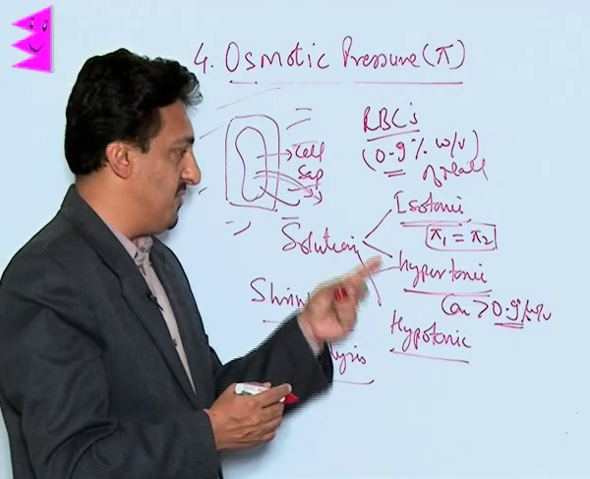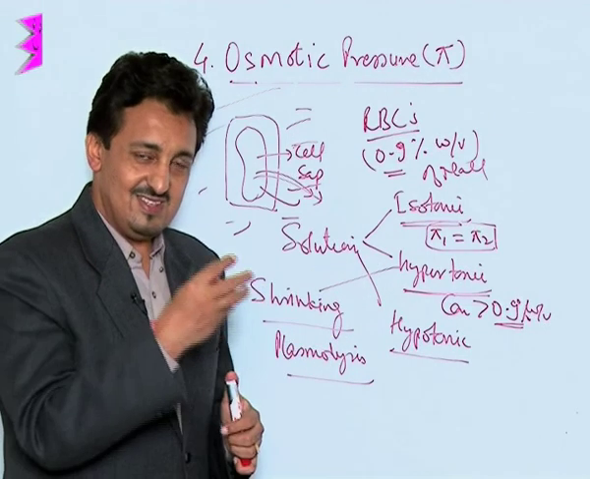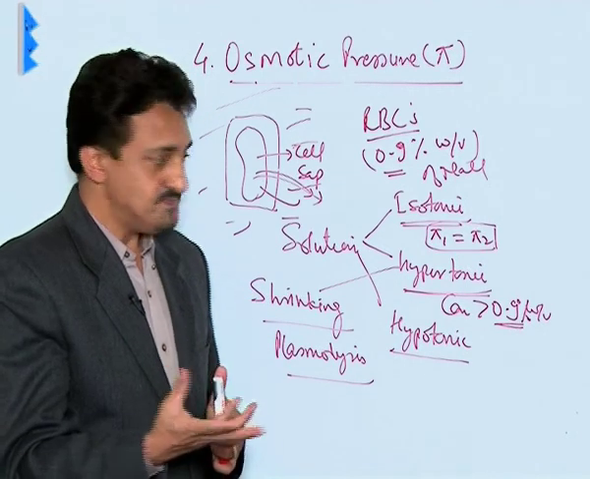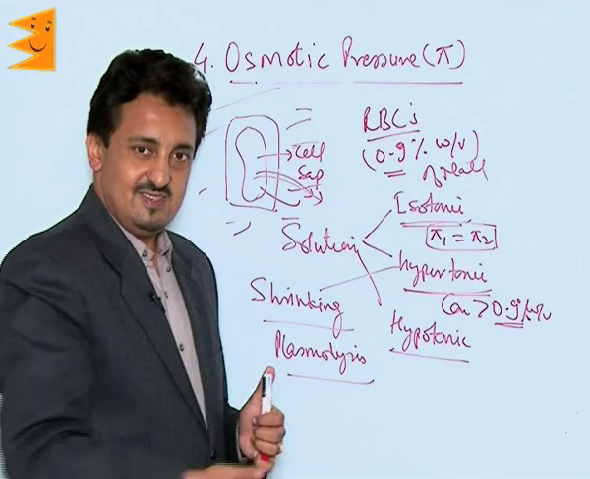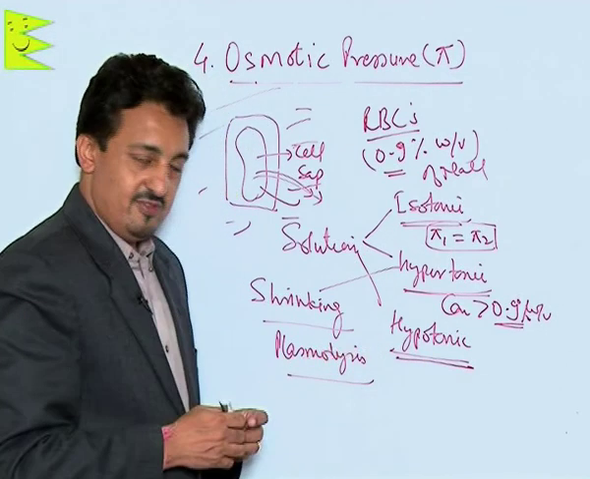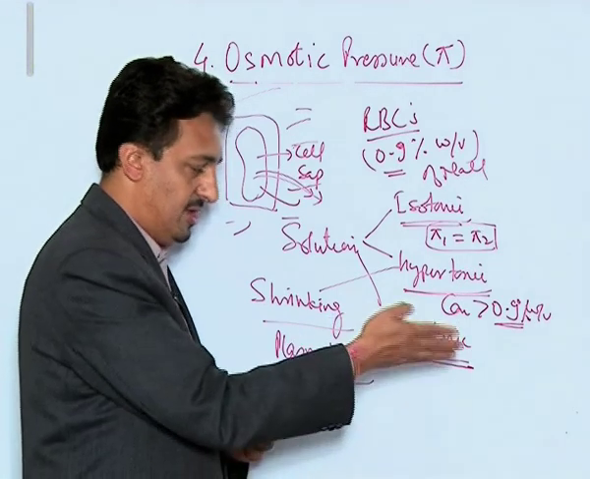And this happens when we place these cells in the hypertonic solution, the solution having higher concentration. The water starts coming out of these cells. Now, the third case, hypotonic solutions. As the name indicates, hypo means lower, tonic means concentration.